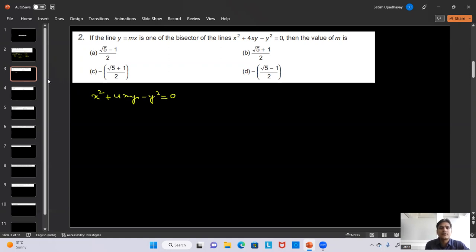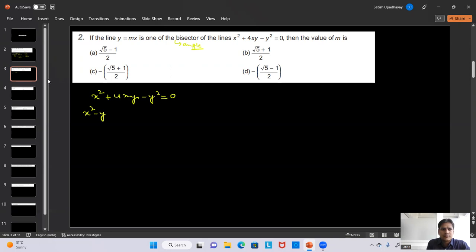And what we have to find? This will basically be the angle bisector. It is saying bisector only. So the given line y equal to mx is one of the bisectors of the lines. First, let's write the equation of bisectors for this pair of straight lines.